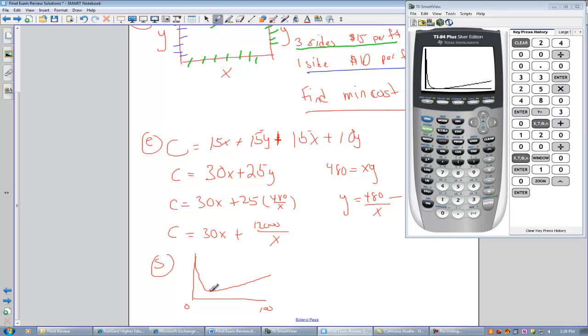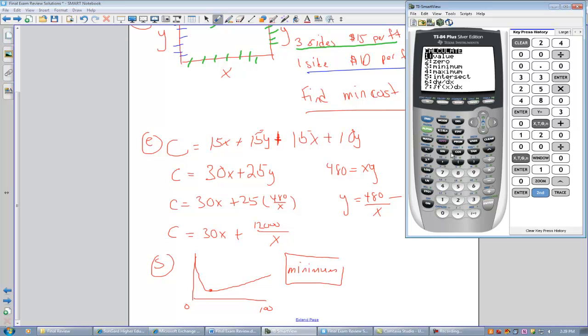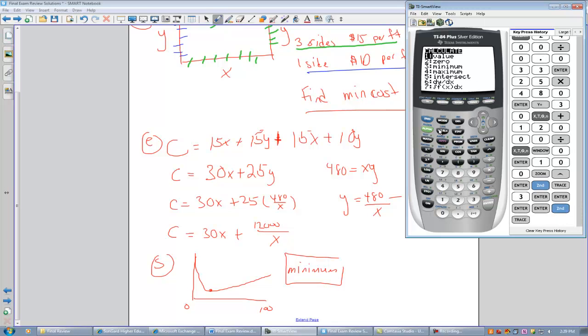I'm looking for this minimum value, so I'm going to use the minimum button. So I hit second trace to pull up the calculate menu, and I go down to minimum, which is number 3. Left bound. Oops, I hit the wrong numbers. Okay, so I had to start over. That's okay. So on this one, I'll hit second trace. I have to start over here, 3. And it says left bound. Now for the left bound, before I hit enter, I better put it in. So I'll hit 0, because 0 is definitely to the left.